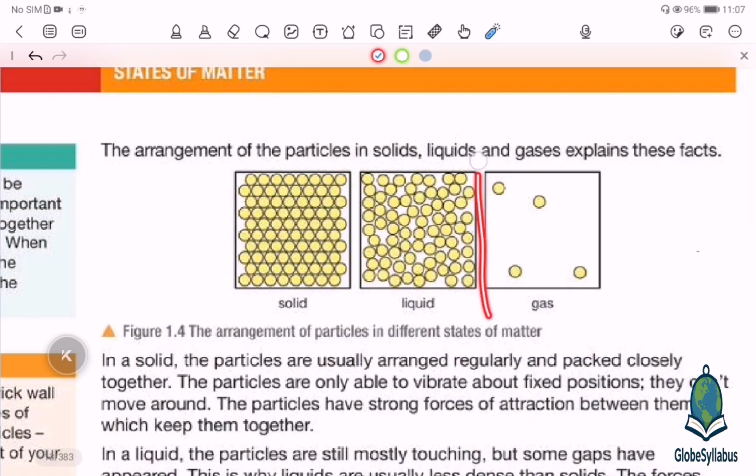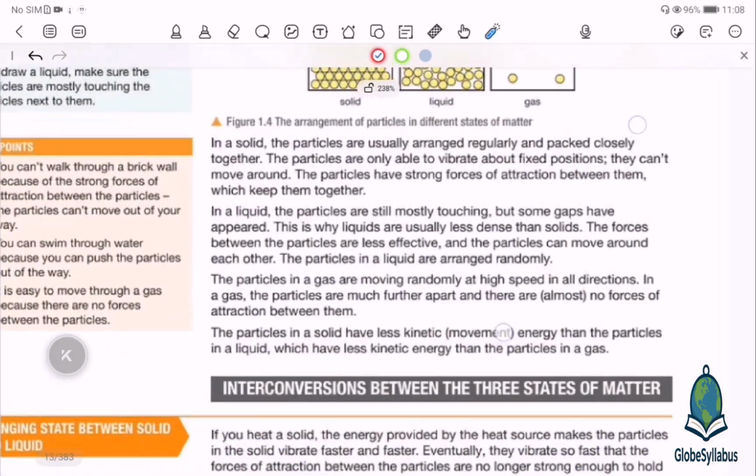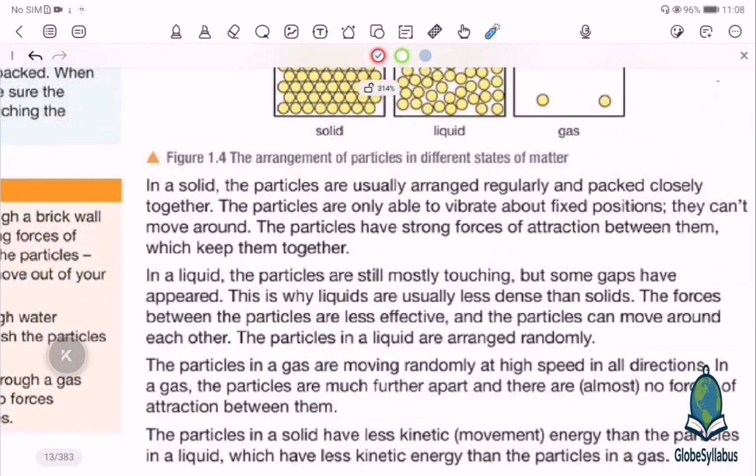Then here we have the gas. The gas is very randomly arranged. Kinetic energy is high. Movement of particles is random. Intermolecular force of attraction is almost none, unlike liquid, which has some intermolecular force of attraction. Here we covered all of this.